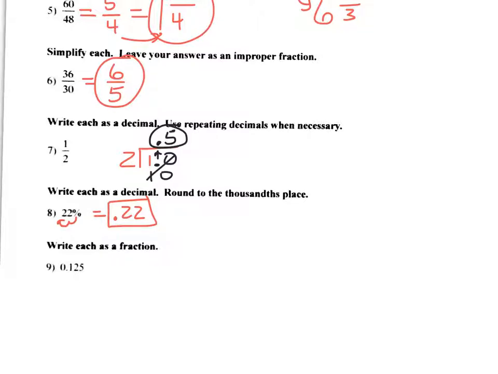And then this one says write as a fraction. Okay, so now we have to be able to read this. That's tenths, hundredths, thousandths. So that's 125 thousandths over 1,000. Now I have to simplify. What will go into both? Well, 5 will.